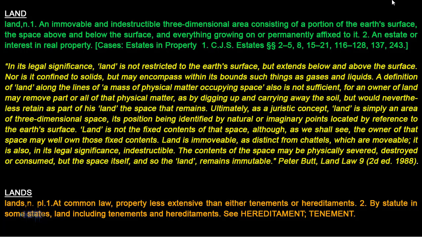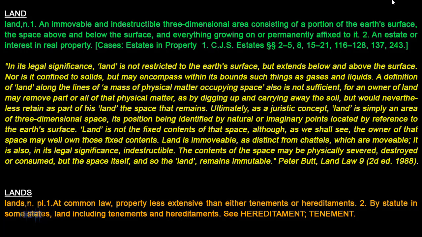A definition of land along the lines of a mass of physical matter occupying space also is not sufficient. For an owner of land may remove part or all of that physical matter, as by digging up and carrying away the soil, but would nevertheless retain as part of his land the space that remains. Ultimately, as a juristic concept, land is simply an area of three-dimensional space, its position being identified by natural or imaginary points located by reference to the Earth's surface.